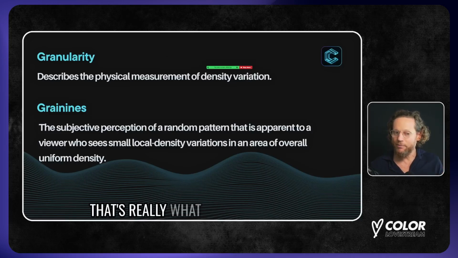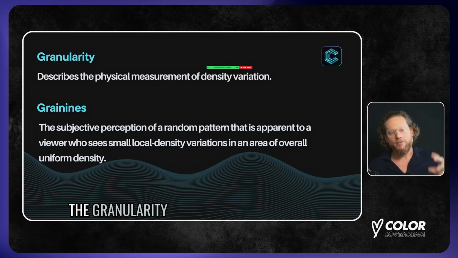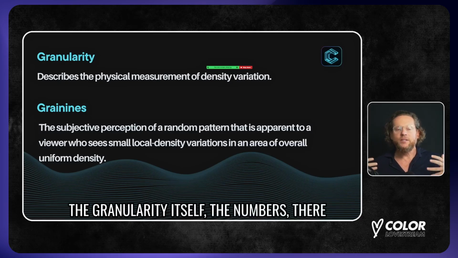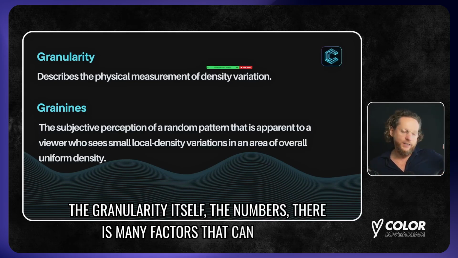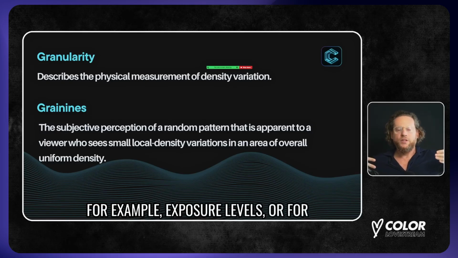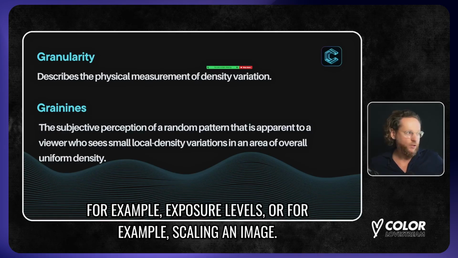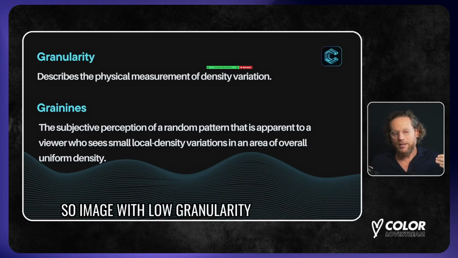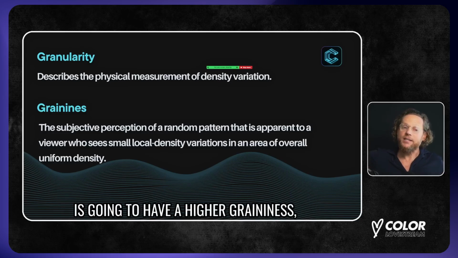Okay, that's really what we are trying to indicate. The granularity itself, the numbers, there are many factors that can take a granularity to a different level of graininess. For example, exposure levels, or for example, scaling an image. So an image with low granularity, when scaled, is going to have a higher graininess, for example.